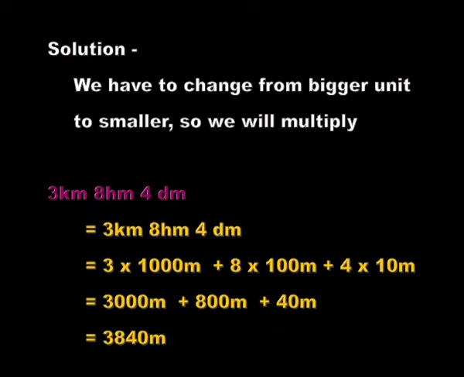Change 3 kilometer, 8 hectometer, 4 decameter into meters. The solution: we have to change from bigger unit to smaller, so we will multiply. 3 into 1000 meter plus 8 into 100 meter plus 4 into 10 meter, that is 3000 meter plus 800 meter plus 40 meter, so the answer is 3840 meter.